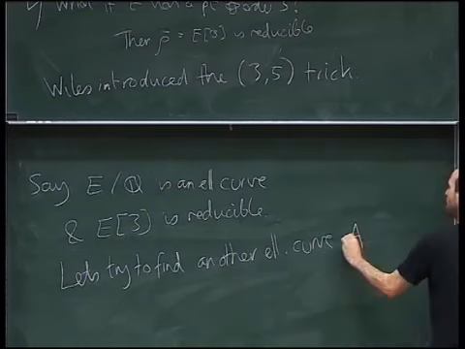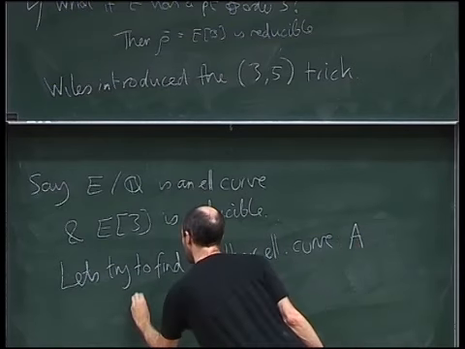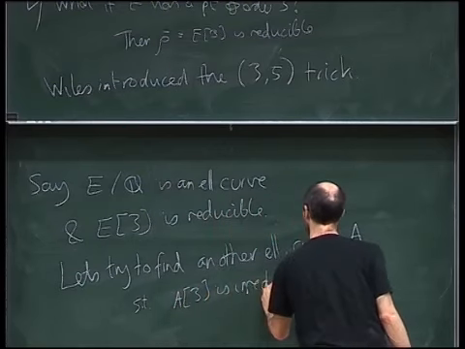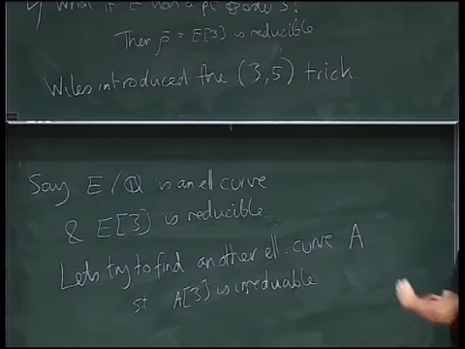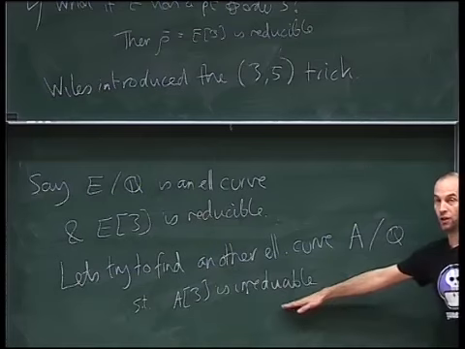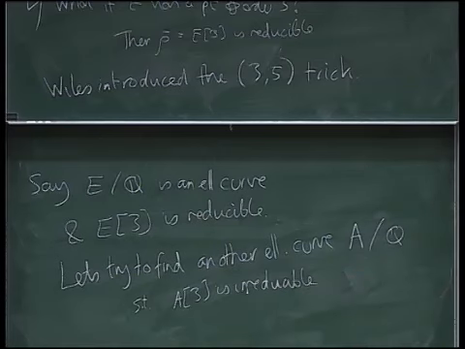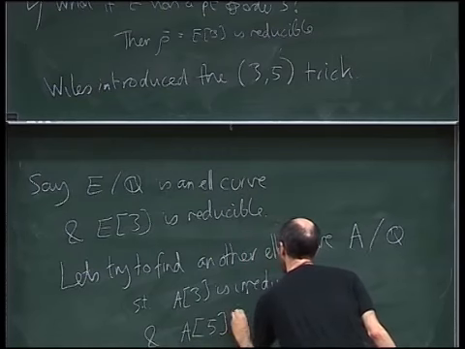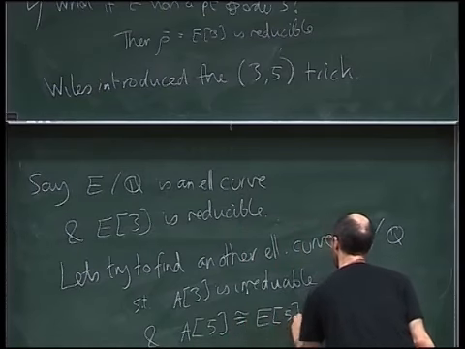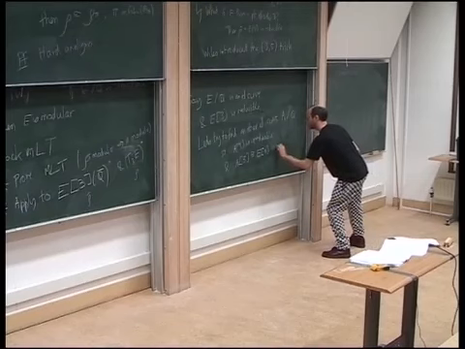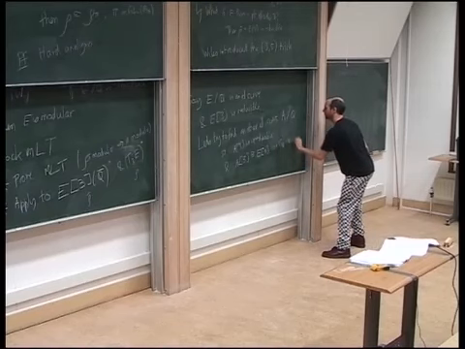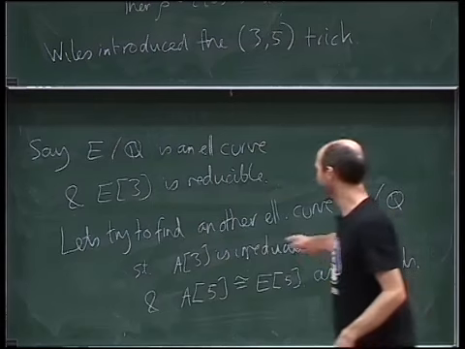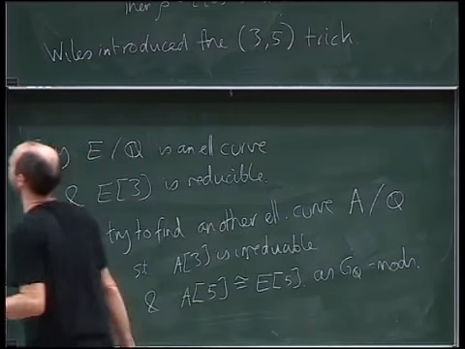let me call it A, such that A[3] is irreducible. So again, this is an elliptic curve over Q. Now we're going to be able to use modularity lifting theorems to prove that A is modular, and that A[5] is isomorphic to E[5] as Gal(Q bar over Q)-modules. Now the funny thing is, that's enough. That's enough to prove that E is modular.